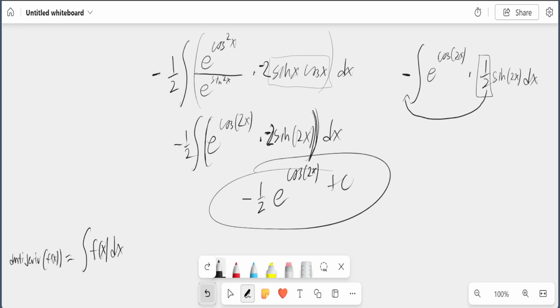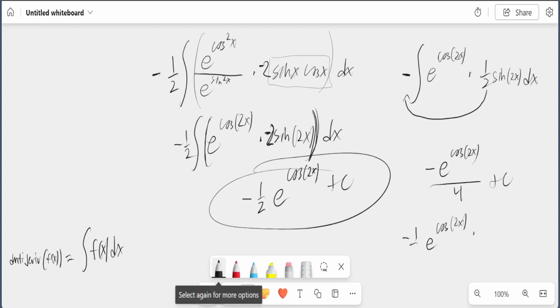Because all we did was change the identity. But the thing is, so what did he get? He got negative e to the cosine 2x over 4 plus c. If you take the derivative of that, you get negative 1/4 e to the cosine 2x times the derivative of this, which is 2 negative sine 2x. Oh yeah, negative 2 sine x cosine x, right?